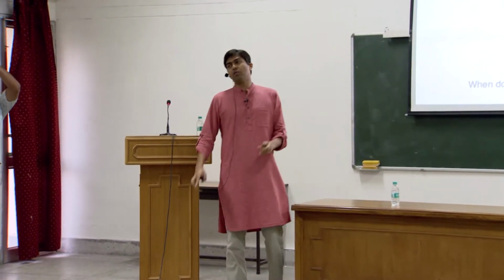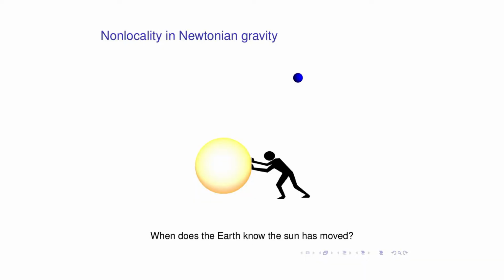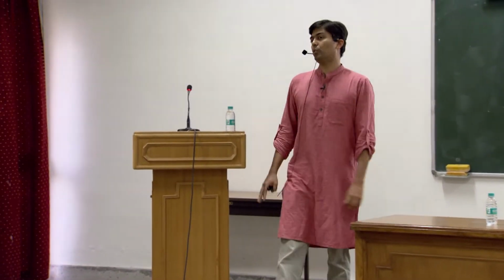Now, if you just followed Newton's law, it tells you that the force between the earth and the sun is proportional to the square of the instantaneous distance between them, and therefore if a giant were to move the sun, the instantaneous distance between the earth and the sun would change. So if you believed in Newton's law exactly, the earth would know that the sun has moved immediately. Instantaneously, the earth would know that the sun has moved.